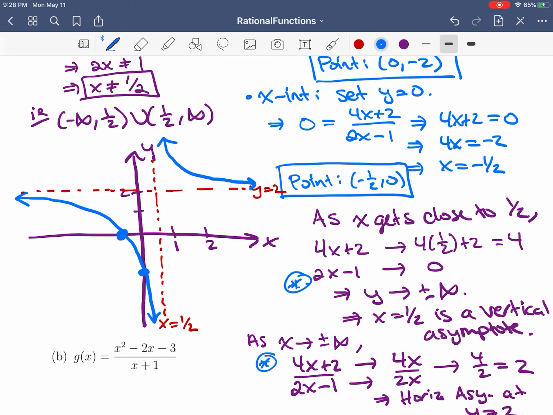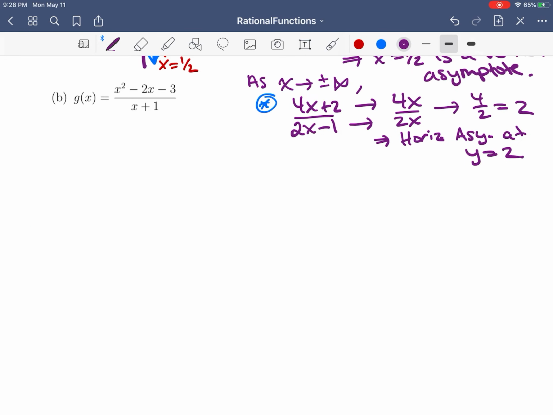For the horizontal and vertical asymptotes, once we get our hands on some limits, we're going to have a way to write this a bit better so that we can be a bit more succinct with it all. But this is what our graph would look like, something like that. So let's try one more. This one is actually a bit easier.